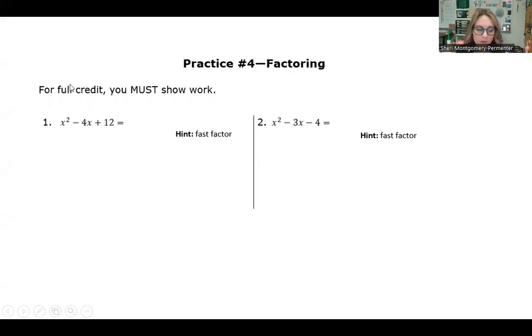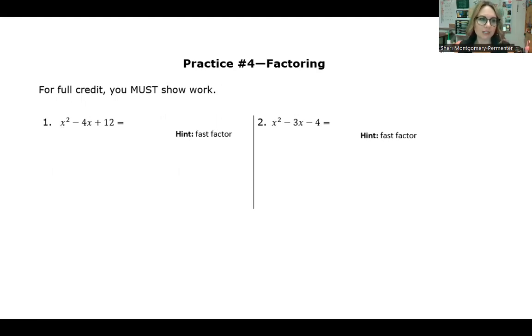So this whole practice, the quiz, it's all factoring. The first 2 questions, those are nice. You can do fast factoring. Fast factoring is when the leading coefficient, so a coefficient is just a number in front of x, is equal to 1. When this first number is equal to 1, you can fast factor. And when we fast factor, we first have to get a list of factors.